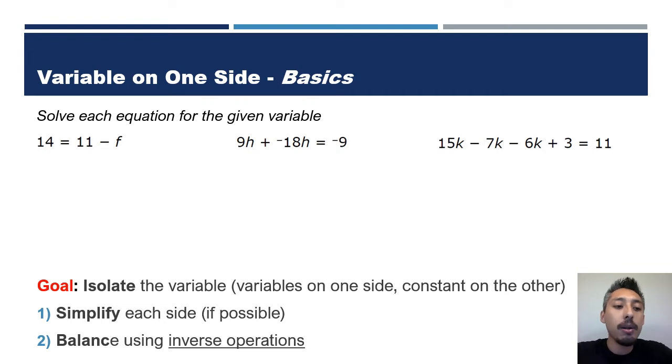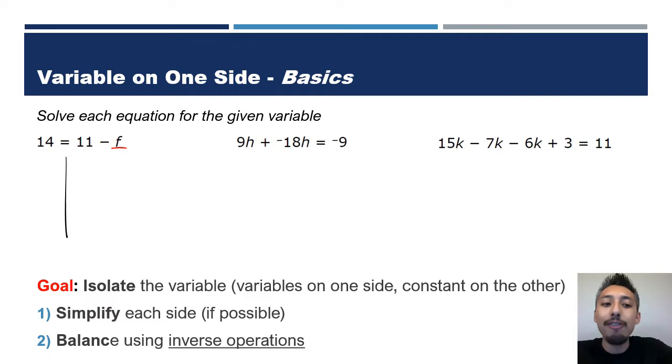For this first problem, we have 14 is equal to 11 minus f. For this problem, I cannot simplify either of these sides. 14 is by itself. On the right side, we have 11 minus f. They're not like terms, we can't combine them. So then we have to balance the equation using inverse operations. And again, our goal is to try to get our variable by itself. So here our variable is f.